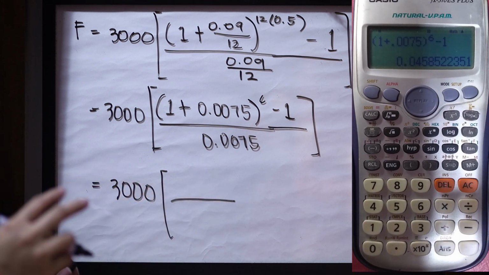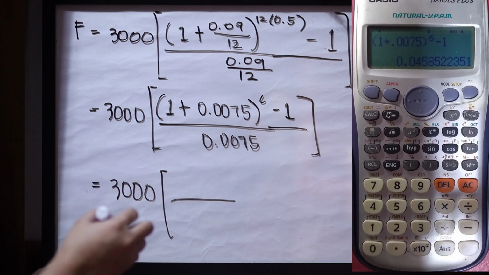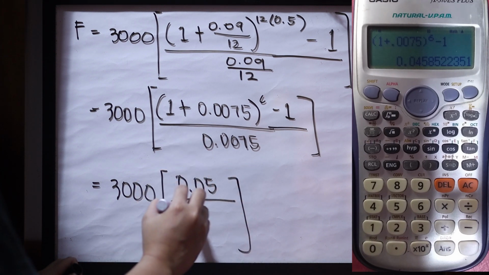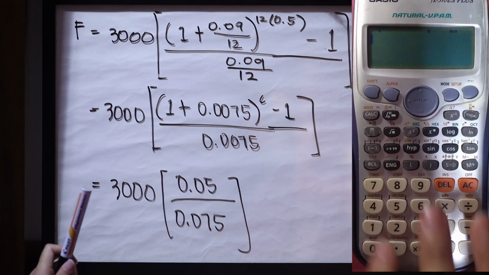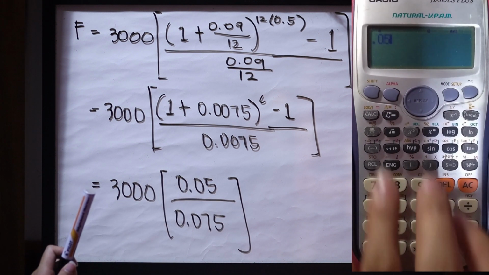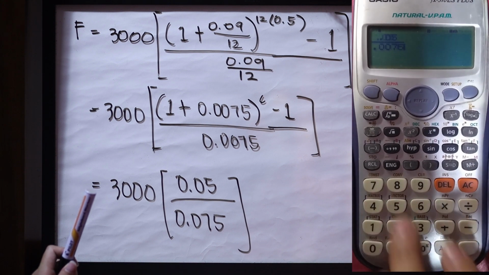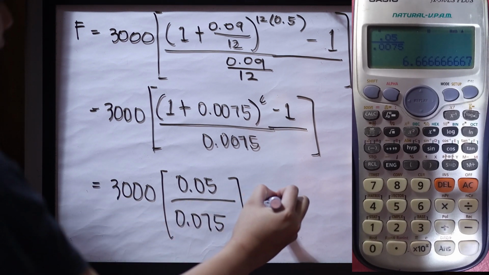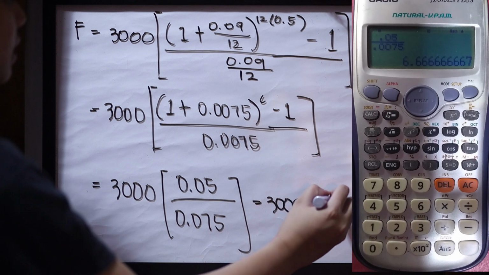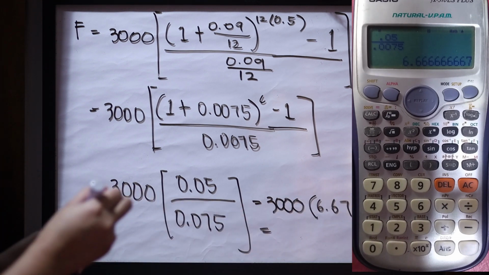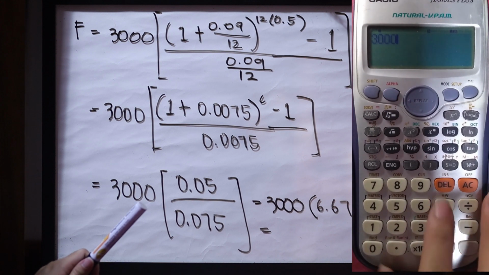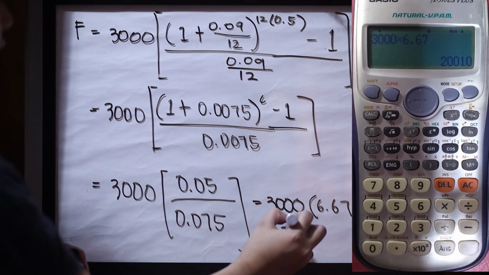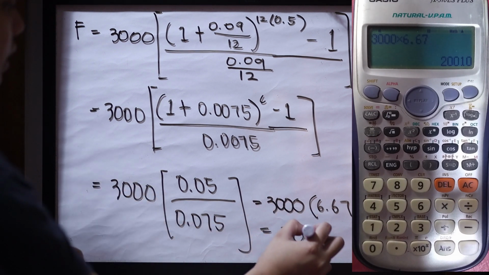Tapos, you just get 2 decimal places doon sa numerator, which is 0.05. Tapos, copy kayo ng 0.0075. Then, all you have to do is divide 0.05 by 0.0075. And then, we'll have the answer as 6.67. So, we'll have 3,000 multiplied by 6.67. Edi, 3,000 times 6.67, the answer is 20,010. Tama ba ako? 20,010.